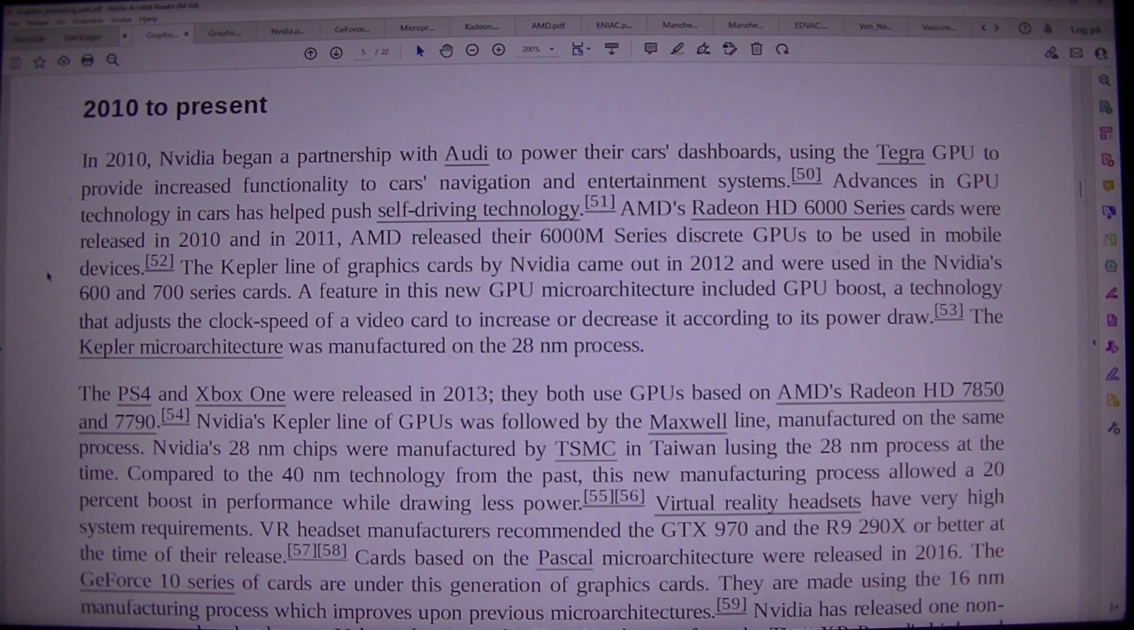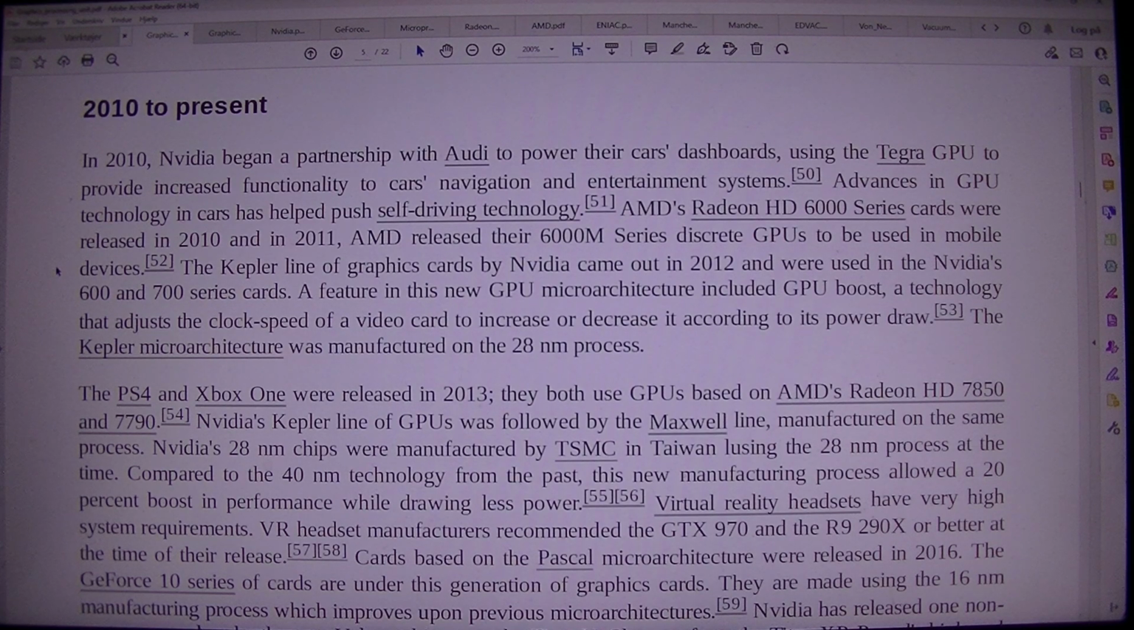The Kepler line of graphics cards by NVIDIA came out in 2012 and were used in the NVIDIA 600 and 700 series cards. A feature in this new GPU microarchitecture included GPU Boost, a technology that adjusts the clock speed of a video card to increase or decrease it according to its power draw.